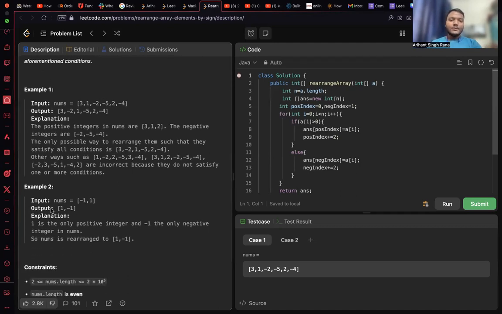Now this is example number 2. As you can see, there was only minus 1 and 1, and because the condition says that the first integer should always be positive, the 1 would be placed over here and minus 1 would be pushed back. So that's how the output array would be given.